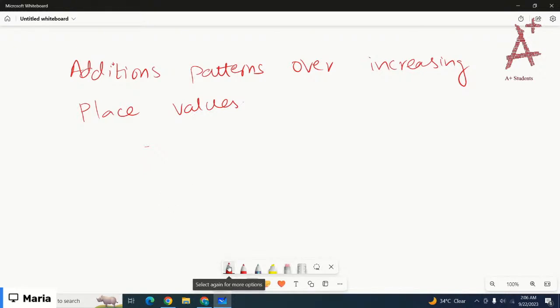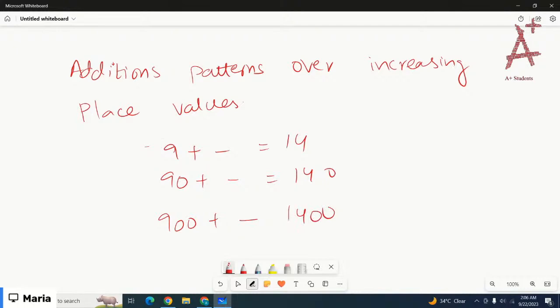The other example is 9 plus the missing number equals 14. 90 plus the missing number equals 140. 900 plus the missing number equals 1400. 9000 plus the missing number equals 14,000. One important thing about the patterns is you have to add the same numbers, just the place values are different, right?